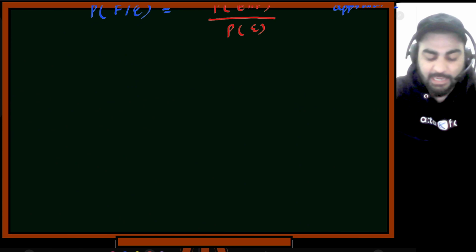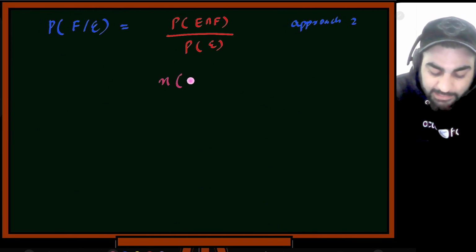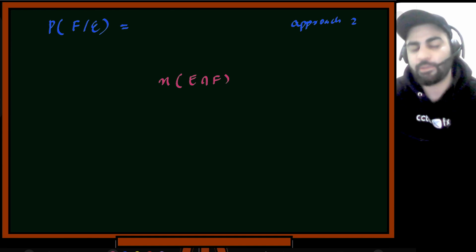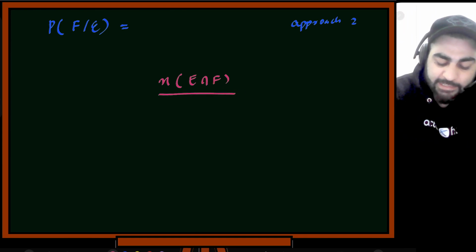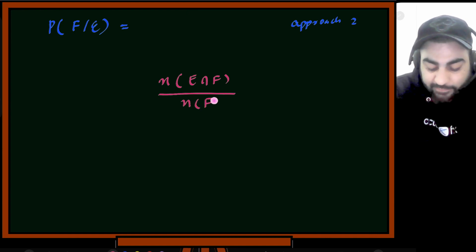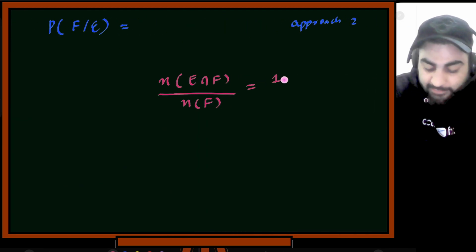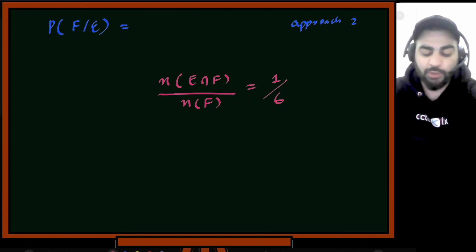Even without the probabilities, I can say compute the number of elements. Even before this probability, I would like to show you: compute the number of elements that are in the intersection of E and F, divided by the number of elements in F. How many elements were in the intersection? That was this one element, divided by how many elements were in F? That was 6. This is how we got this.